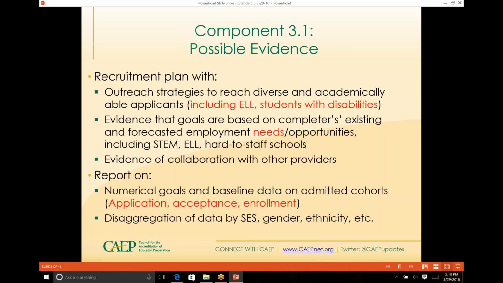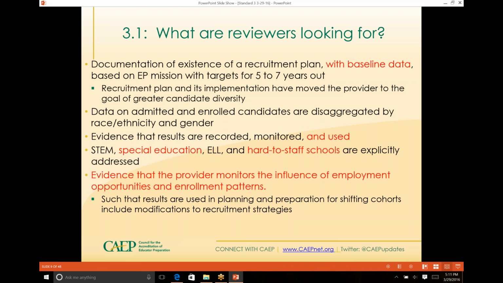There are 2 things you're going to want to report on. One is your numerical goals and baseline data on your admitted cohorts. What are your application, acceptance, and enrollment rates? Another thing to report on is disaggregating data of admitted candidates. Or you could do applied candidates, accepted candidates, and enrolled candidates, disaggregating that data by SES, socioeconomic status, by gender, by ethnicity, etc., any other dimensions that would be useful to you as an EPP to determine perhaps what other areas you might recruit to. For example, males in elementary or early childhood education is traditionally an area of need.